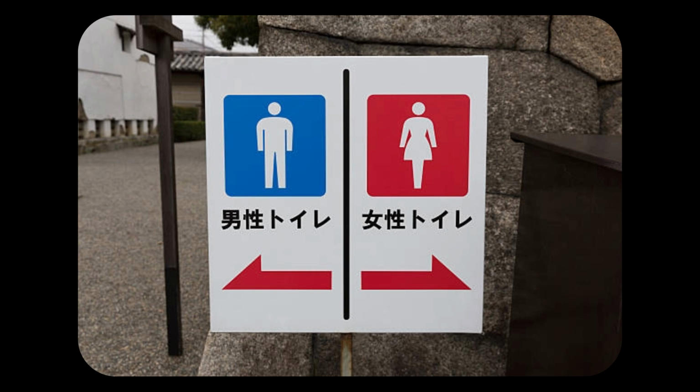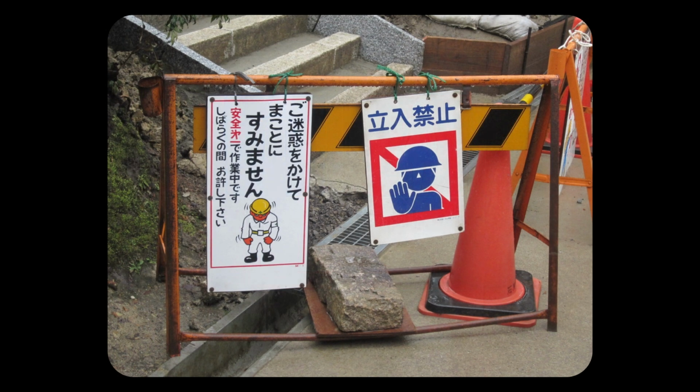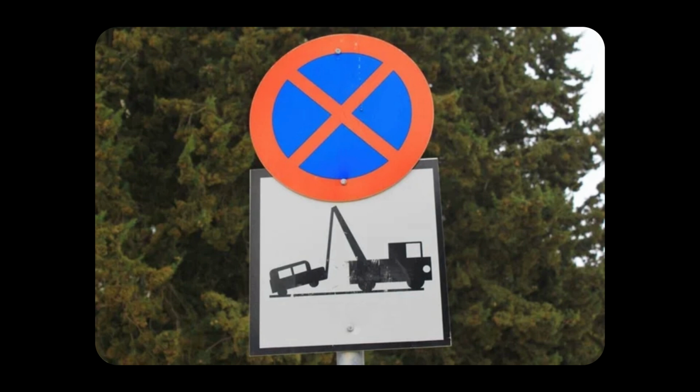Symbols like this make it clear, even if you don't speak the local language, Chinese. Here's a Japanese sign warning of construction hazards. Once again, it's not necessary to speak the language. In this one, the message is crystal clear. Park here and you will get towed.